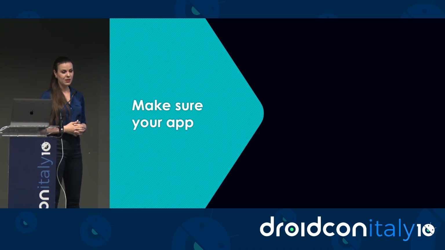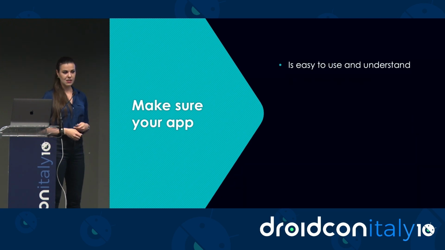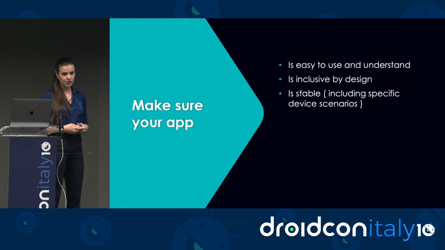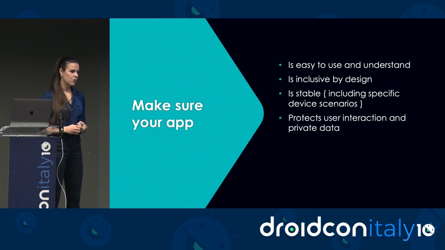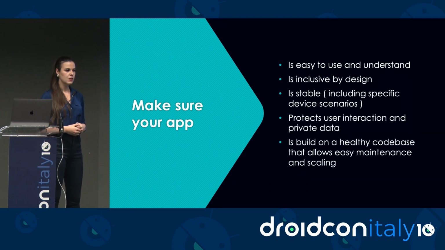If you want to have an app that is of good quality, make sure that your app is easy to use and understand, is inclusive by design, it's stable, including non-happy paths, and also protects the user interaction and their data, and it's built on a healthy code base that can be easily extended and maintained.